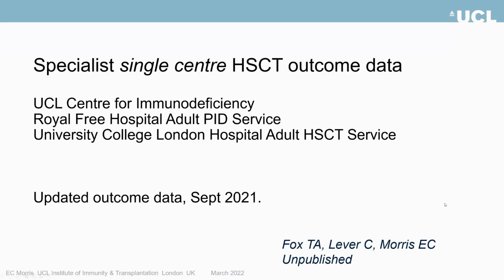So I just want to finish by discussing some single center data. This is from our UCL center, which is a center for immunodeficiency that combines the adult immunodeficiency service at the Royal Free Hospital and the adolescent and adult transplant service at UCLH, which are linked by the same university, UCL. And we work very closely with our colleagues at Great Ormond Street to transition their patients to us who haven't been transplanted before the age of 15. And this is data which was last updated in September, so about 5 to 6 months ago.